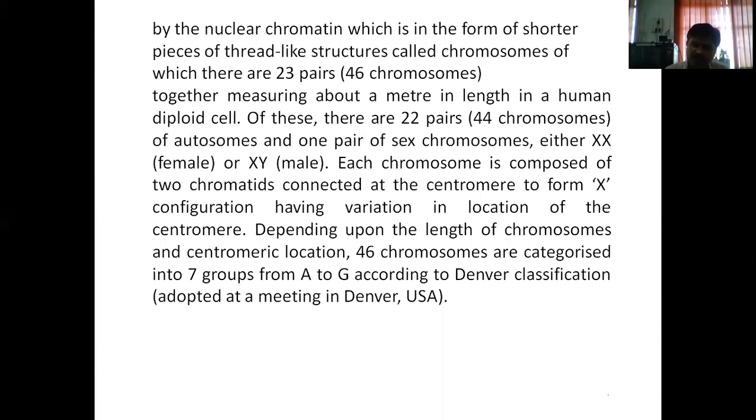In different types of chromosomes, the position of the centromere, or the point of contact of two chromatids, is different, and based on that we identify or classify the chromosomes, depending upon the length of chromosomes and centromeric location. Okay, 46 chromosomes are categorized into 7 groups from A to G according to the Denver classification, adopted at a meeting in Denver, USA.